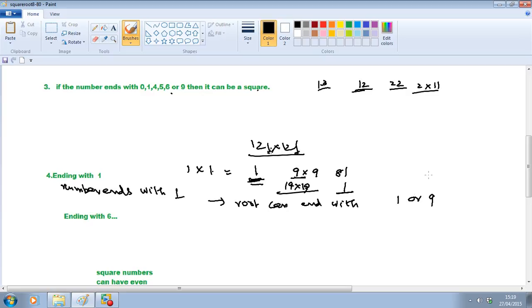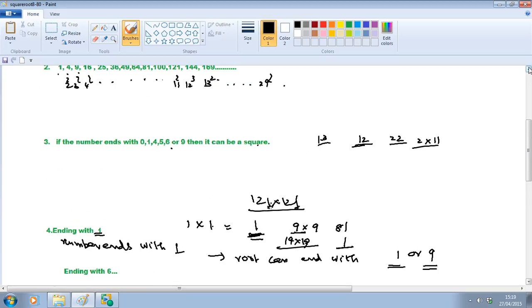If it ends with 2, what will happen? 2 multiplied by 2 will be 4. If it is 7, 7 sevens are 49. It will end with 9. So you remember this. If the number ends with 1, its root can end with either 1 or 9. Two options. So 9 nines are 81.